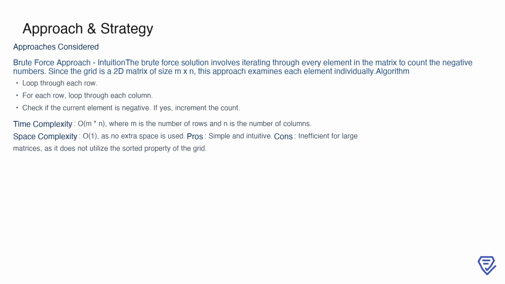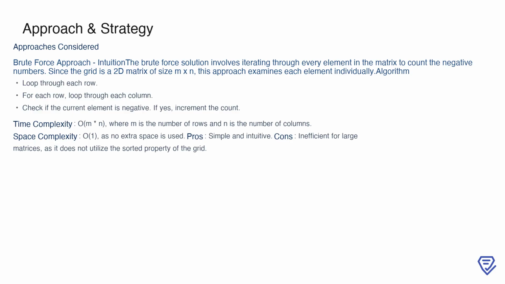To solve the problem of counting negative numbers in a sorted matrix, the brute force approach is the most straightforward. The intuition here is simple: we iterate through every single element in the matrix, one by one, and check whether it is negative. To achieve this, we loop through each row of the matrix, and within each row, loop through every column. If an element is negative, we increment our counter.